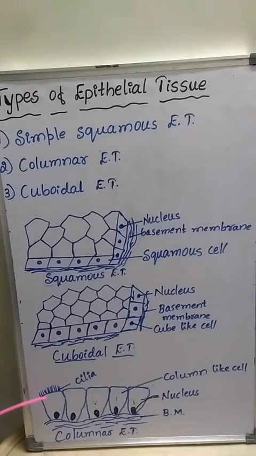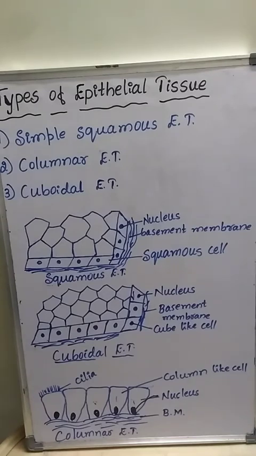If small hair-like cilia are present at the free surface of the columnar epithelial tissues, then it is called ciliated columnar epithelial tissue. See here, cilia are present. If you are drawing ciliated columnar epithelial tissues, then above all the column-like cells, you have to draw cilia. In one diagram only, I am showing both. These are columnar epithelial tissues, and this one is an example of ciliated columnar epithelial tissues.